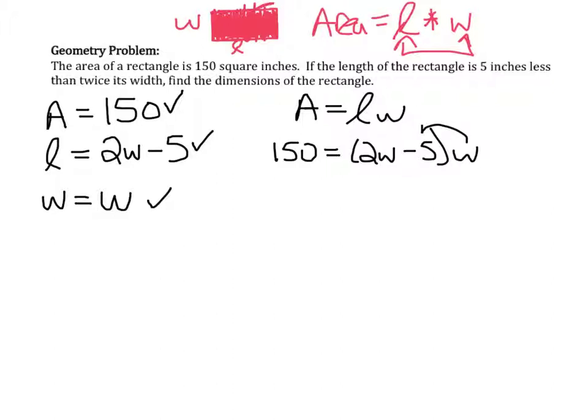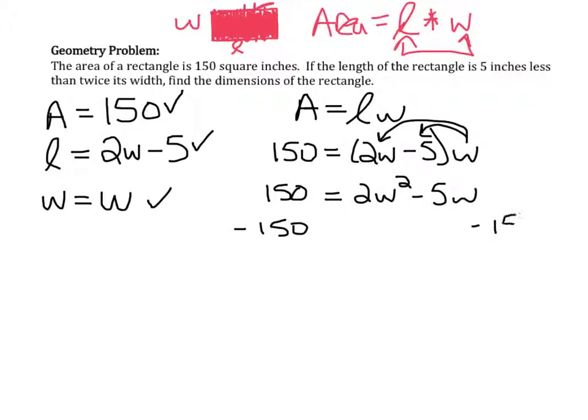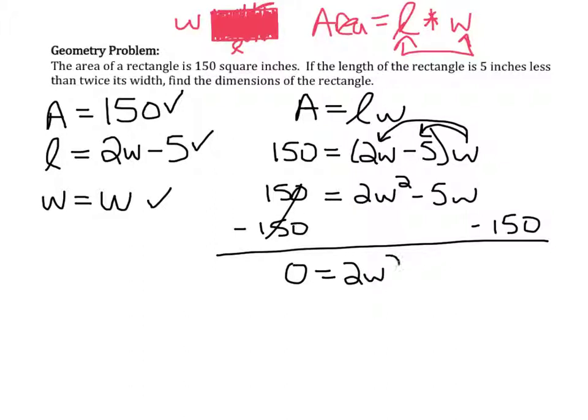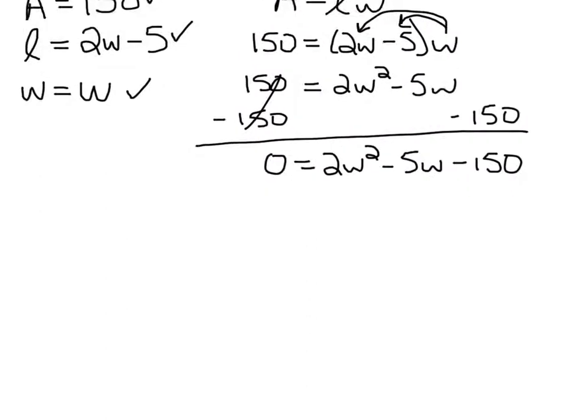Of course, we can distribute here. This is going to be a quadratic equation, so I'm going to go ahead and use my distributive property. That'll be 2W squared minus 5W. I can subtract 150 from both sides so that I can get 0 on that left-hand side. Those cancel to 0, and I get 2W squared minus 5W minus 150. Now I see my quadratic equation with 0 on one side. And so now I've got to solve this by factoring.